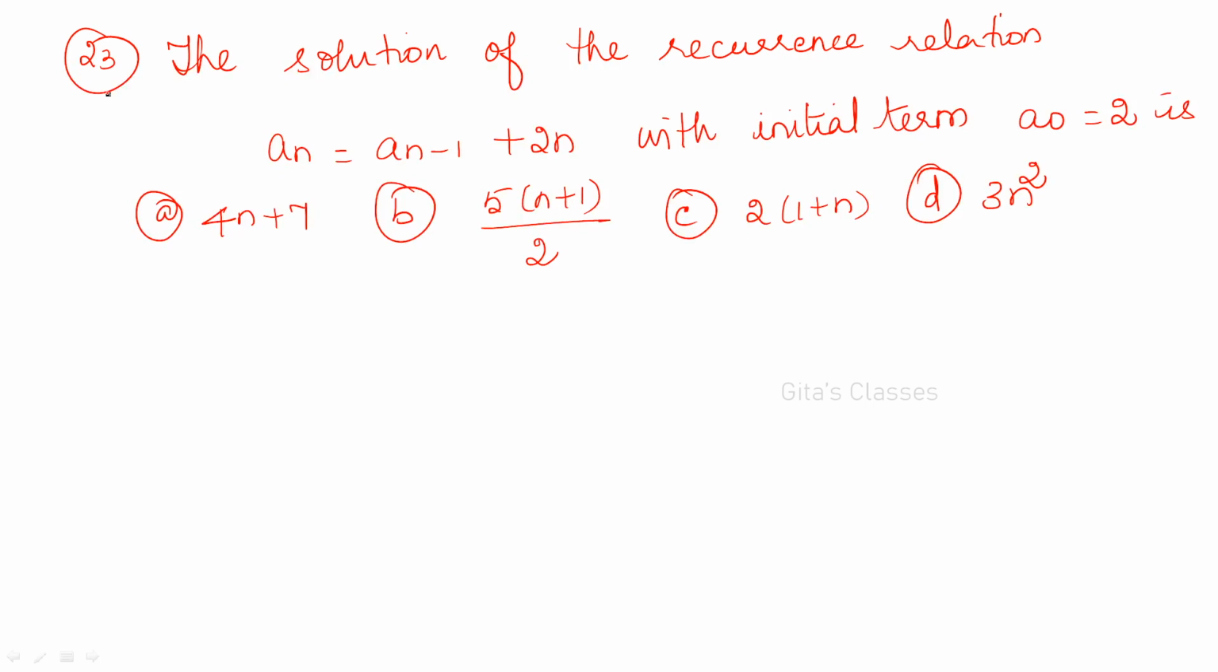And the solution of the recurrence relation a_n is equal to a_(n-1) plus 2n with the initial term a_0 is equal to 2. So here the shortcut is you have to substitute n is equal to 0 and check whether you are getting a_0 is equal to 2 or not. If you substitute n is equal to 0, a_0 you should get 2, but it is 7. So it is not satisfying. So the first is not the answer. Here 5 by 2, it is not the answer. 2 into 1 plus 0, that is 2 into 1, it is 2. This is correct. Even this is also not satisfying. Okay, n is equal to 0 means 0.